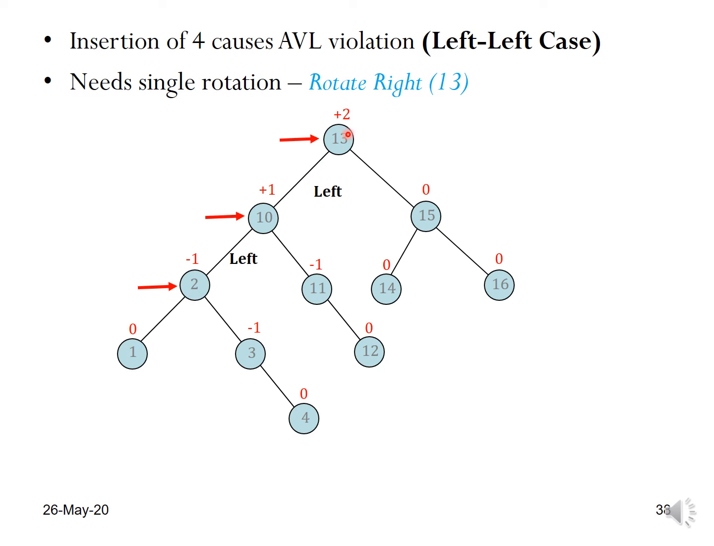So therefore this is the left left case. It means we will perform a single rotation, and single rotation means we will rotate this 13 towards the right. So insertion of this 4 causes an AVL violation because the balance factor of 13 is plus 2. So this is the left left case and it needs a single rotation, hence we will rotate 13 to the right.